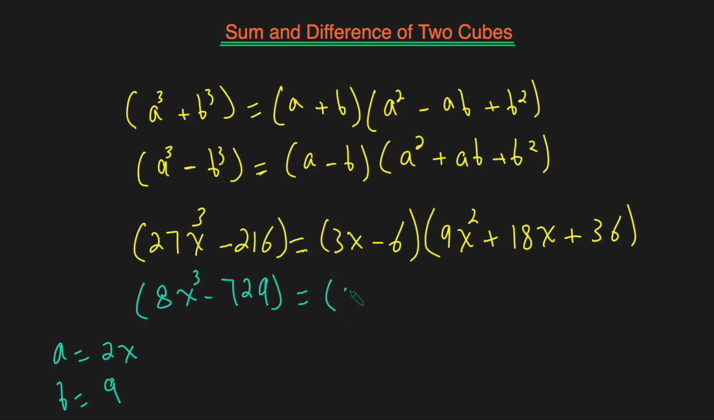My a is 2x minus 9 times 2x squared, which is 4x squared, plus 2x times 9 is 18x, plus b squared, which is 9 squared, which is 81.